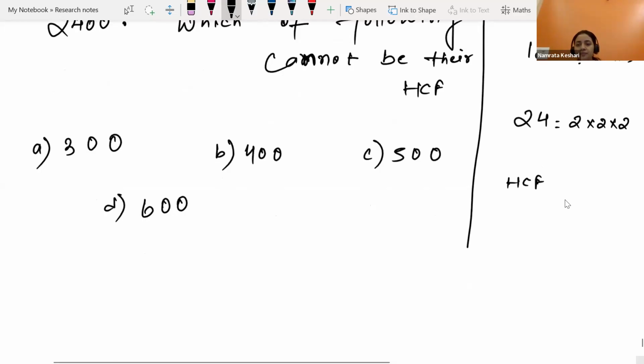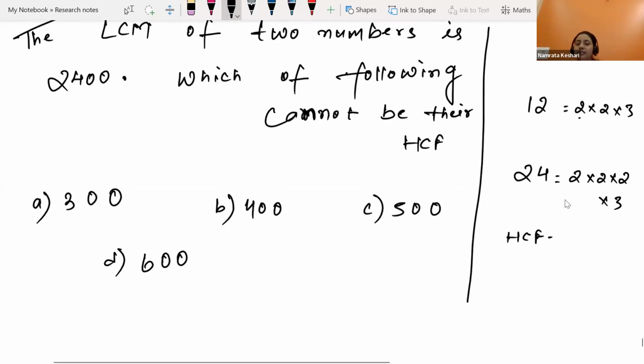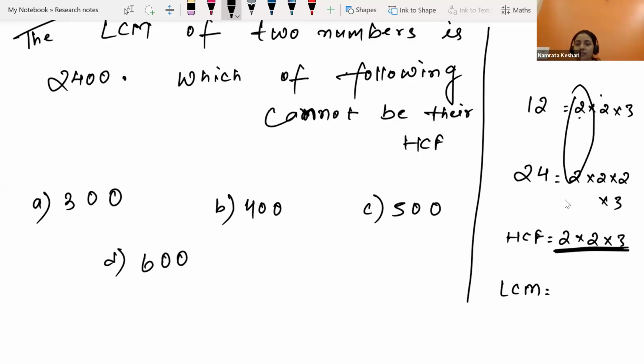One more 2? Yeah, this is what we have got. So the HCF will be 2 with one more 2 and 3. This is the HCF, right? And what will be the LCM? Common factors are common, and 1 and 3 are common. While writing the LCM, we write the common factors and also all the extra factors. So 2 is extra, and that is the LCM.